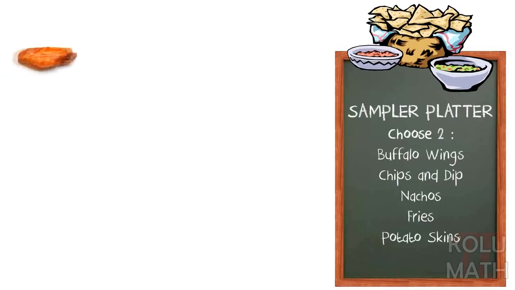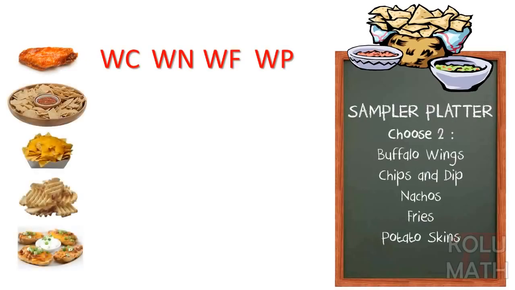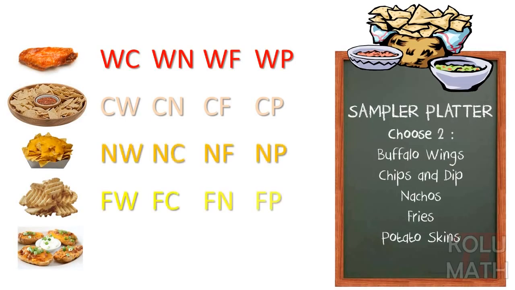So I could have wings with chips and dip. I could have wings with nachos. I could have wings with fries. And I could have wings with potato skins. So that was 4 different combinations. And we can chart those out using abbreviations. And I can actually do the same for the other items on the menu. I could have chips and wings, I could have chips and nachos, I could have chips and fries, and I could have chips and potato skins. The same is true for the rest of the items.